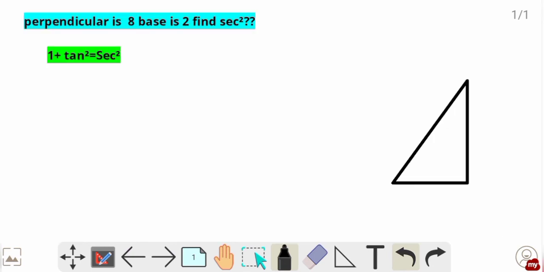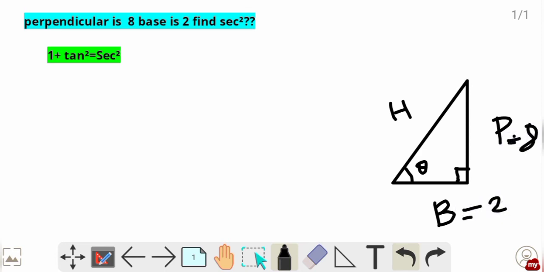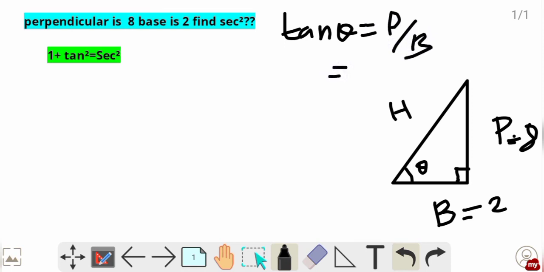So guys, in this question we have given perpendicular, which is 8, while base is 2. Find secant square. So as we know, opposite side to the 90-degree angle is hypotenuse, while opposite side to the theta is equal to perpendicular, while the remaining side is base. So we have given perpendicular, which is equal to 8, and base is given, which is equal to 2. We have to find secant square. So as we know, tan theta is equal to perpendicular over base. So base, which is given, and perpendicular also given, so 8 divided by 2, which is equal to tan theta.